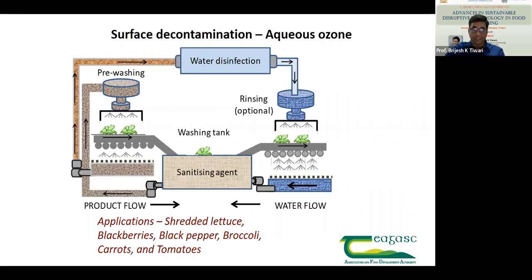For example, if you look into a simple scenario for aqueous ozone, this is a hypothetical system. Any fresh produce coming in for pre-wash goes into a washing tank. Normally you have chlorine or peracetic acid dipped into it, and then you have ozone. If chlorine is used, there is another final rinsing option to remove the chlorine, and then it goes for packing. So still a lot of water is used, and the only advantage of using ozone here is that we are not using any chemical which will leave a residue. That was the obvious advantage of using ozone.